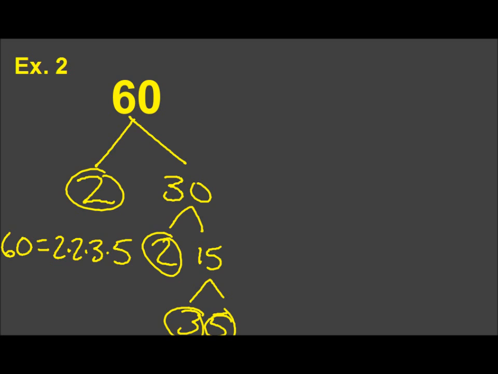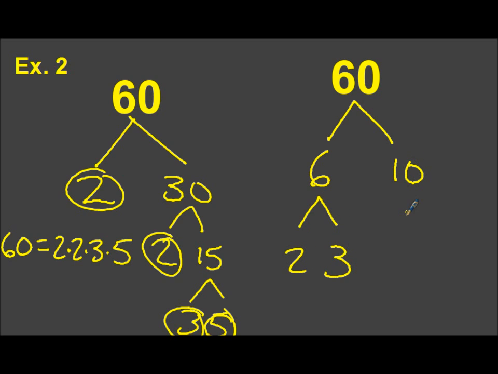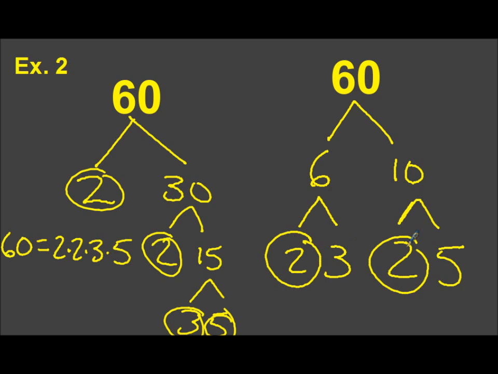And just so you know, you could also factor it out a different way. If you wanted to, you could do 6 and 10, 2 and 3, and 2 and 5. But you'll also note that you end up with the same numbers, 2, 2, 3, and 5.